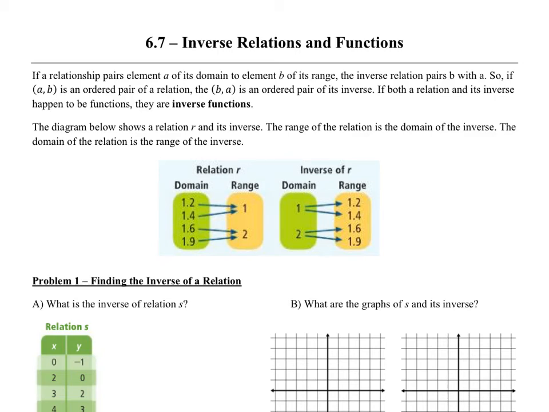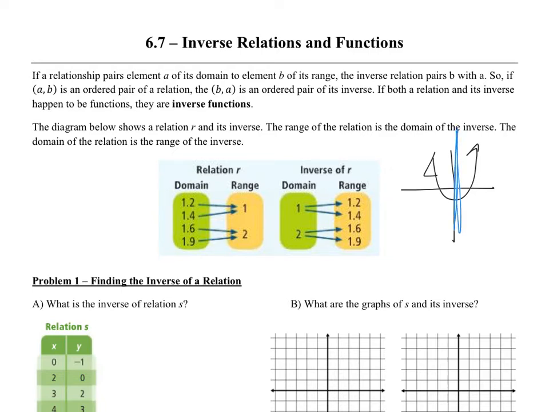6.7, inverse relations and functions. Relations are still going to be an equation or a group of numbers, but are not functions. How do you know if a graph is a function? Remember, if we have something like this, you always do your vertical line test.